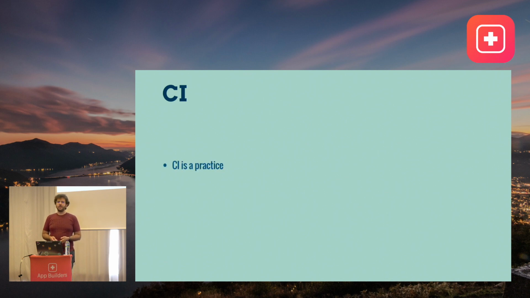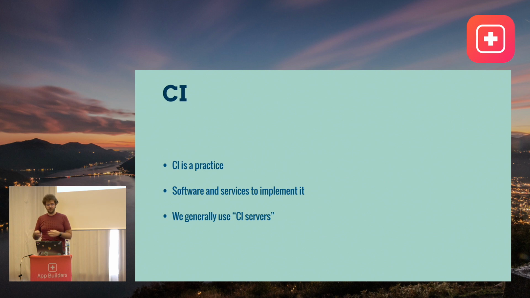Now, continuous integration is actually a practice. We are kind of used to referring to continuous integration as the services we use, but theoretically it's a practice. There's software, there are services that allow us to do continuous integration. But what we generally use are CI servers or CI services. For example, Travis CI, which is a sponsor here. They are a service that allows us to implement continuous integration, which is a practice.